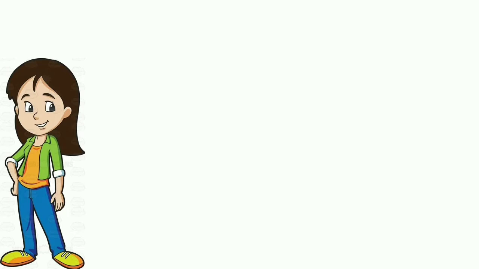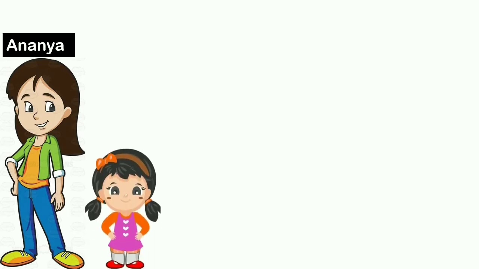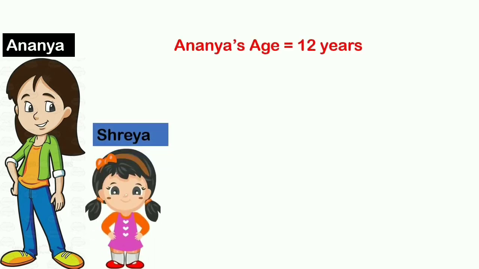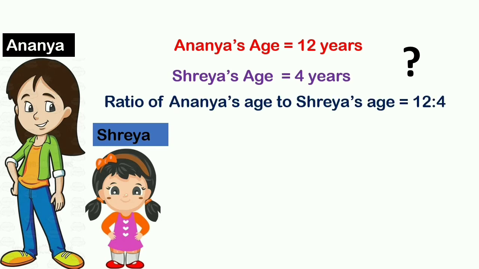There are two girls, Ananya and Shreya, and age of Ananya is 12 years and age of Shreya is 4 years. What will be the ratio of Ananya's age to Shreya's age? Ratio of Ananya's age to Shreya's age equals to 12:4. The simplest form of 12:4 is 3:1. Thus the required ratio is 3:1.